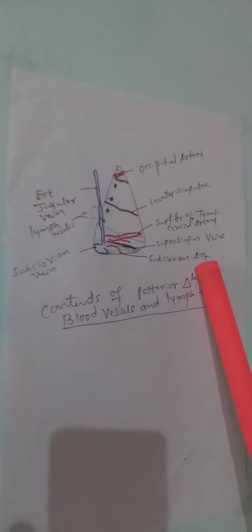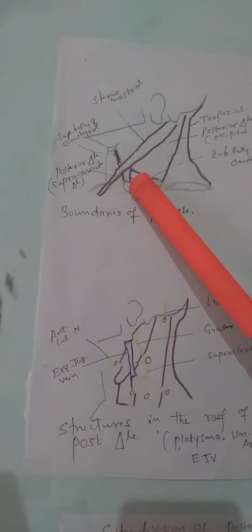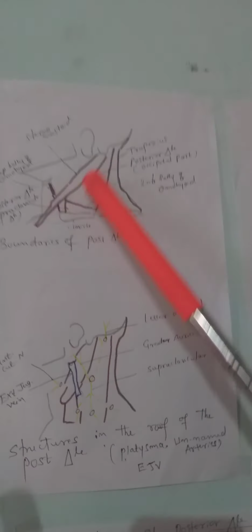The lymph nodes are here. The external jugular vein, suprascapular vein, subclavian artery, superficial branch of the transverse cervical artery, the levator scapulae muscle, and the occipital artery, which is a branch of the external carotid artery. The lymph nodes are very much important here, with clinical importance. Now, as I told you, the inferior belly of omohyoid divides the posterior triangle into the greater occipital part and the lesser supraclavicular part. Two triangles are here.